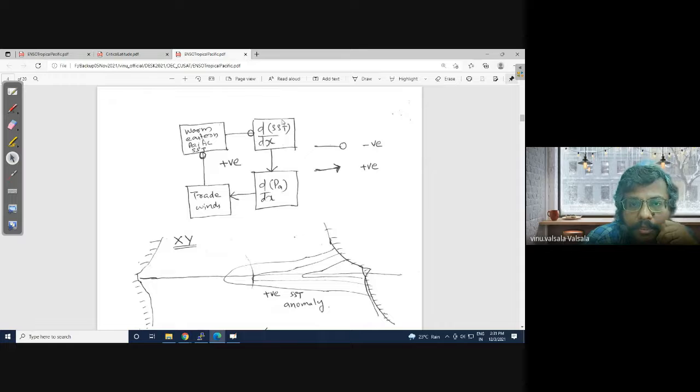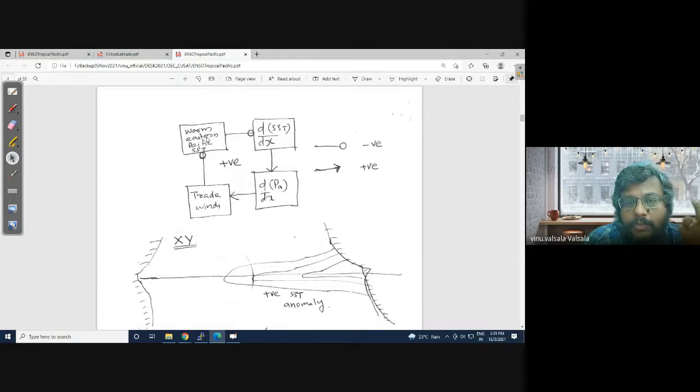That means the SST gradient decreases, the pressure gradient also decreases. Pressure gradient between east and west. When the pressure gradient decreases, does the trade wind increase or decrease? The trade wind will further decrease. So this is again a positive coupling. And when the trade wind decreases, what happens? The warm eastern Pacific SST again rises.